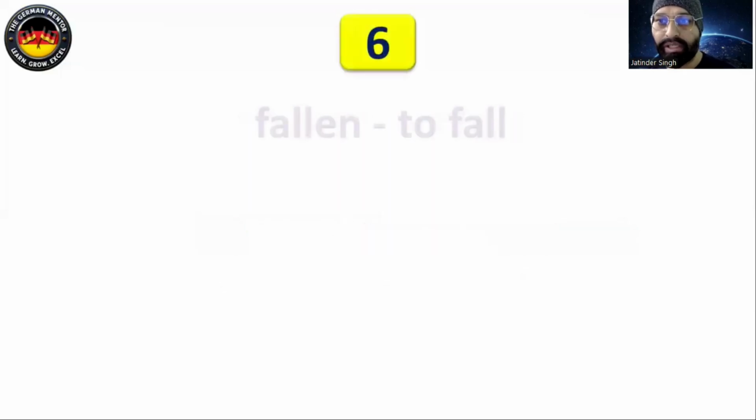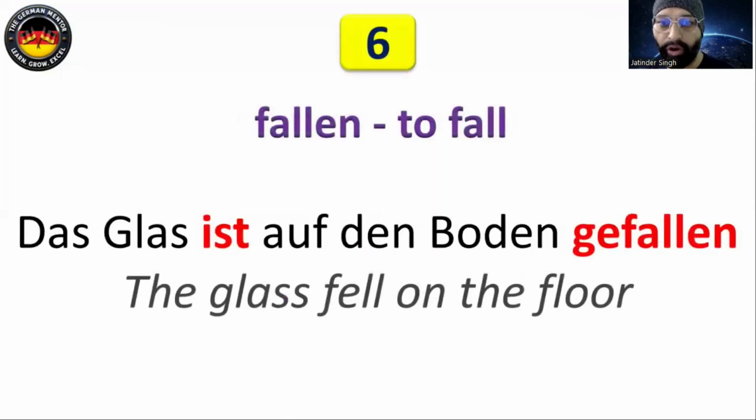The next one, Nummer 6, fallen, which means to fall. Zum Beispiel, das Glas ist auf den Boden gefallen. The glass fell on the floor. So there is also a change of movement from one place to another with the verb fallen, to fall.